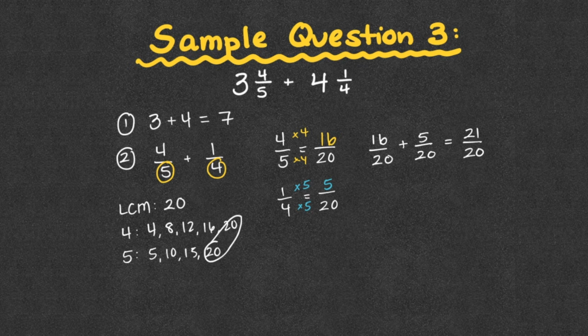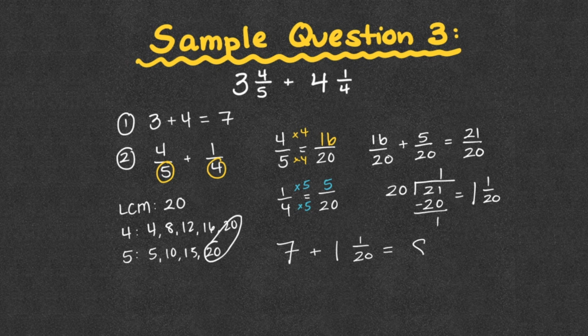But wait, we have an improper fraction here. So I'm going to do 21 twentieths. Divide is 1, 20, with 1 left over. So it equals 1 and 1 twentieth. Now some of you may say, my final answer is 1 and 1 twentieth. But it's not. We have to add the 7 from the beginning. So 7 plus 1 and 1 twentieth is just going to be 8 and 1 twentieth. Final answer. And we avoided having to use really large numbers. So that's why we can use this for just addition.